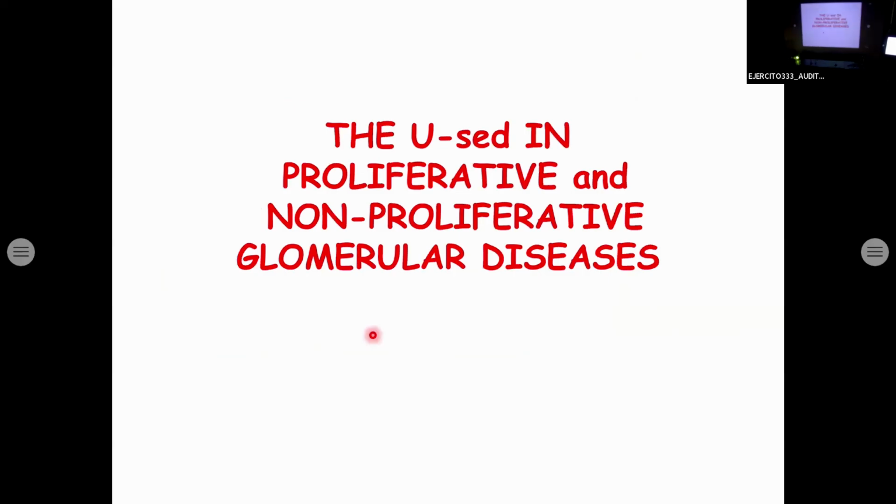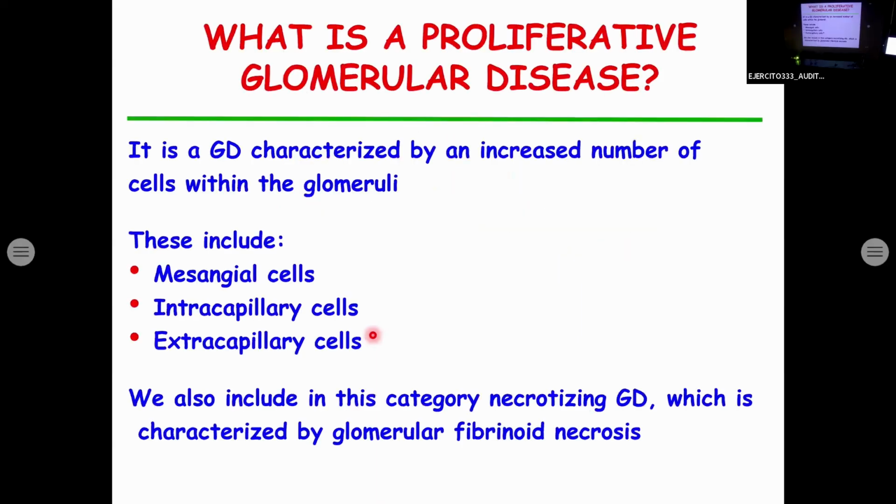First of all, what is a proliferative glomerular disease? Because it is important to know that. A proliferative glomerular disease is a condition characterized by an increased number of cells within the glomeruli. And these may be mesangial cells, extracapillary cells, intracapillary cells, or we may also include in this category necrotizing glomerulonephritis, which are these glomerular diseases characterized by glomerular fibrinoid necrosis.